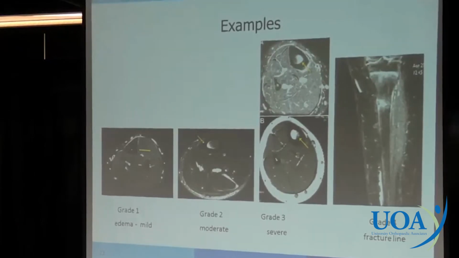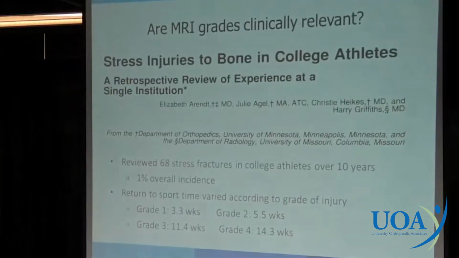You may or may not see that fracture line on plain x-ray. What you might only see is the periosteal reaction. If you see a fracture line, obviously they've gotten to a very advanced stage. And I've seen that a few times over the years.